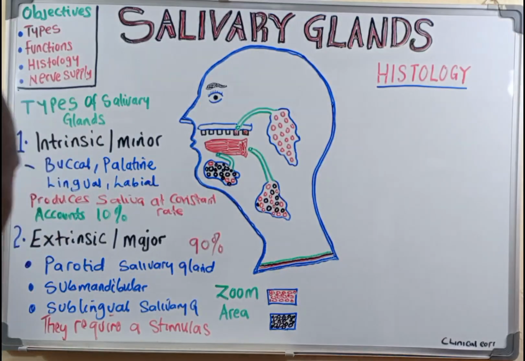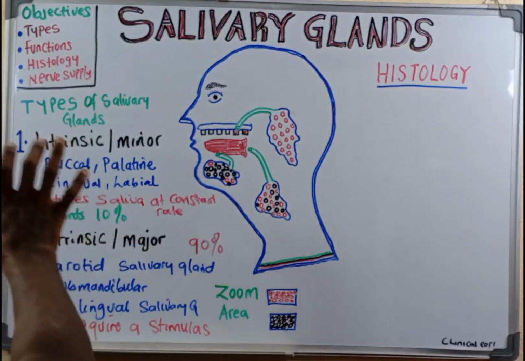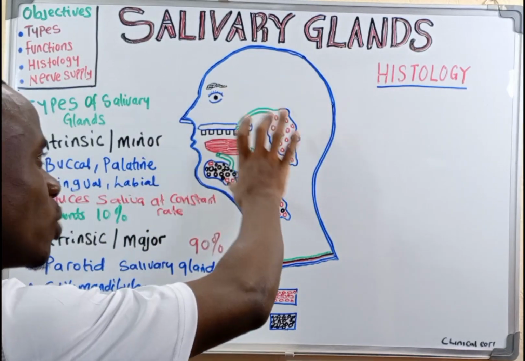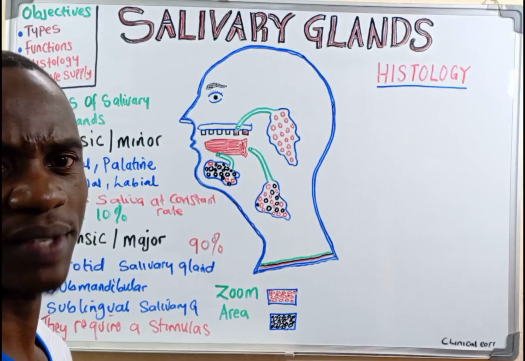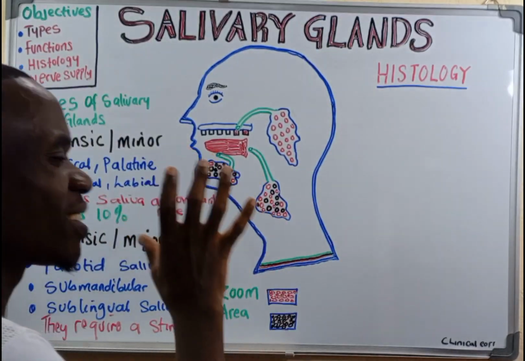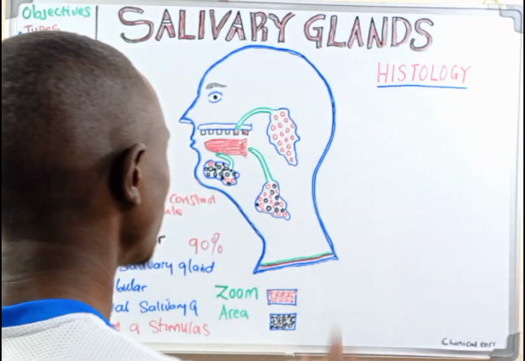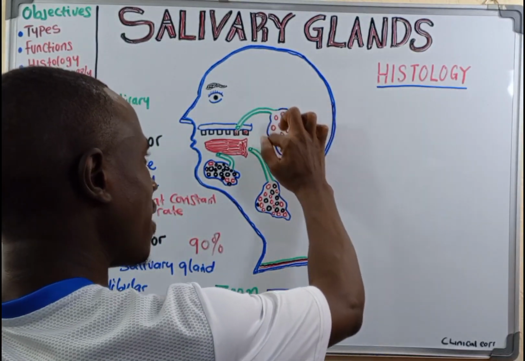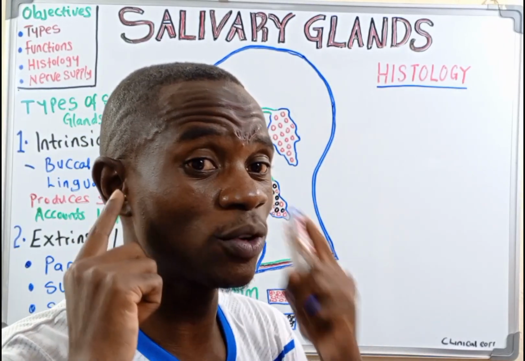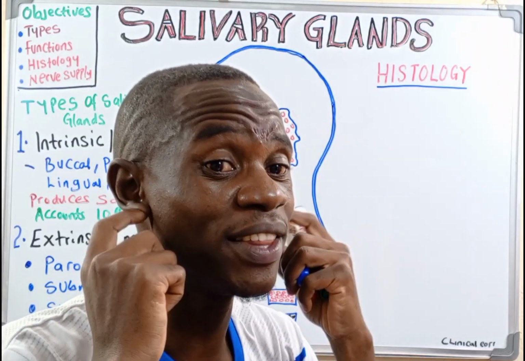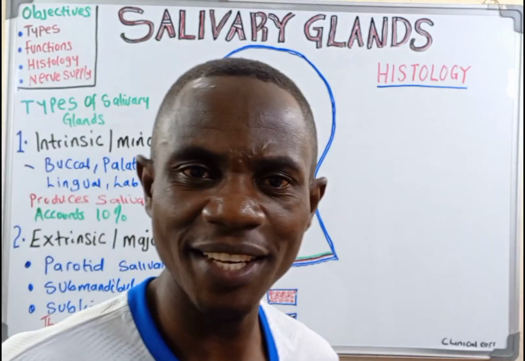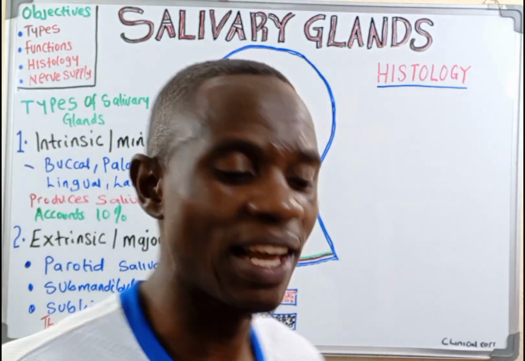Having seen all the types of salivary glands, let me show you the extrinsic salivary glands and where they reside. Here is a diagrammatic illustration showing the extrinsic salivary glands. This salivary gland is in front of the ear, but slightly inferior. The whole of this area has this kind of salivary gland. How do we call it? This is what we call the parotid salivary gland.